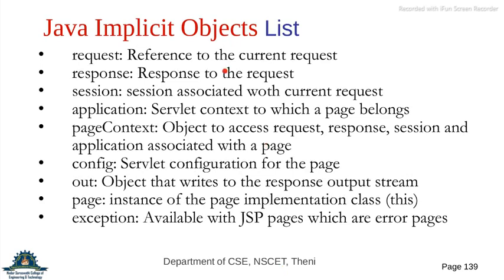Okay, so these are the objects that can be used in implicit. First thing is request, second is response, third is session, and just moving on because we have referred to everything. Request, response, session, application is an object, page context is an object, config is an object, out is an object, page is an object, and exception is an object. Everything is going to be an object. So you are just going to use the object and get some outputs.